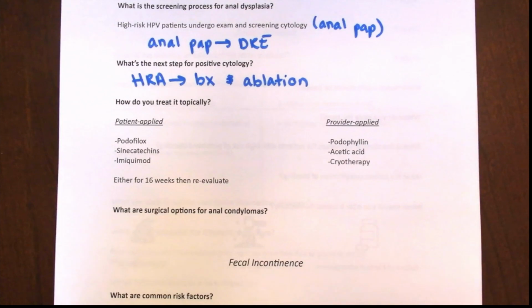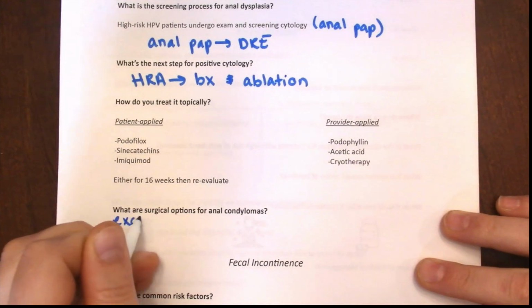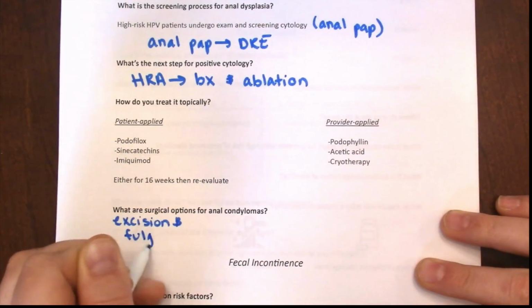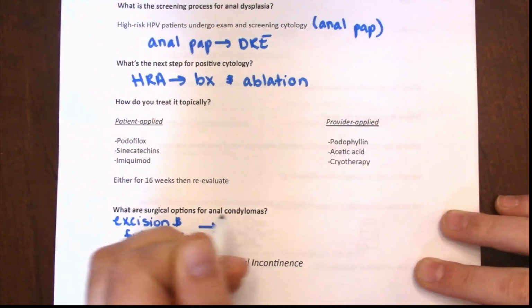For patients that need more than topical treatment, so they need a surgical option, what do those look like for anal condylomas? So those patients should be referred for excision and fulguration if they have multiple lesions or if those lesions are over 1 centimeter.